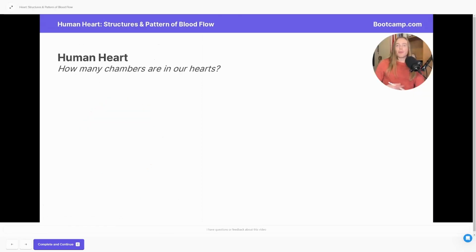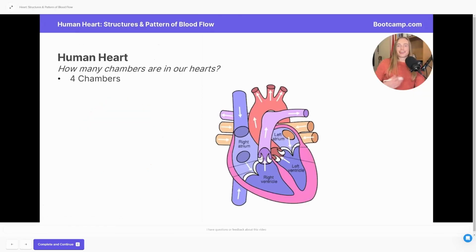To start off, how many chambers are in the human heart? And great, so you probably already knew that a human heart has 4 chambers, but this demonstrates the trend that we looked at last video really well. As an organism increases in complexity, so does the complexity of its heart. And remember, a more complex heart has more chambers, so it only makes sense that something as complex as a human has a 4-chambered heart, while a frog has a 3-chambered heart.